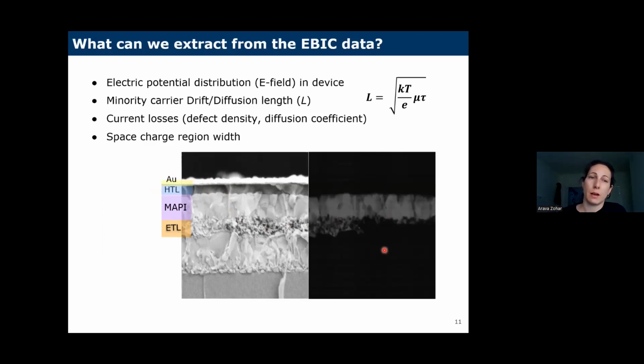I can learn about how the electric field evolves in the cell. I can learn about the minority carrier diffusion length, which is the square root of the mobility-lifetime product. I can also evaluate the defects or the current losses, and learn the width of the space charge region. All of those are extremely important properties for understanding the photovoltaic process in semiconductors, and they can all be obtained from one measurement.